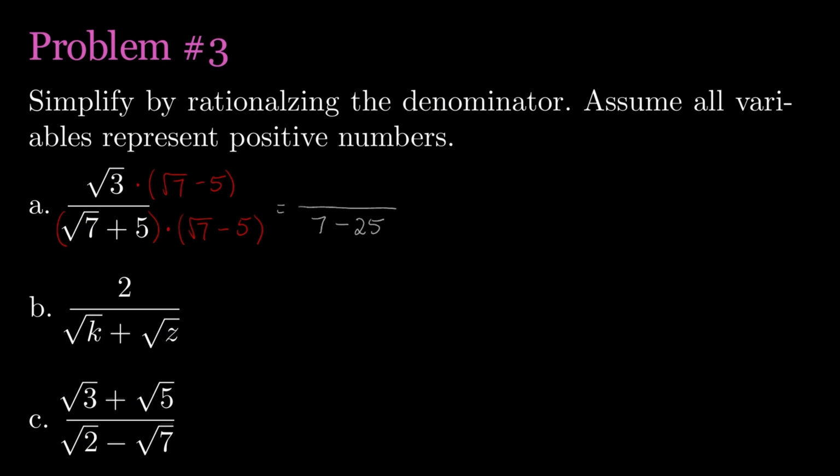And I will keep the numerator factored. I could distribute that square root of 3, but this will not result in any possible simplification, so we'll just leave it in factored form. And 7 minus 25 is, of course, negative 18, and I'll just keep rewriting that numerator. And then not to have the negative in the denominator, I'm just going to put it in front on the whole fraction, and still leave that numerator factored. That's gonna be it for part A.